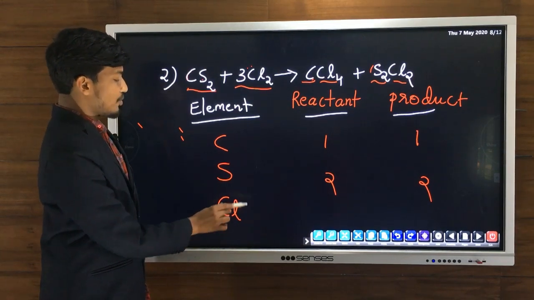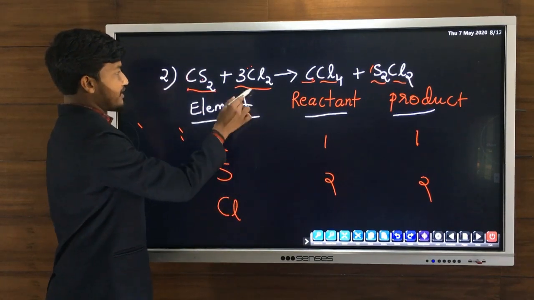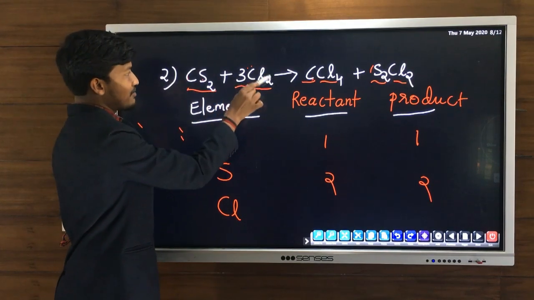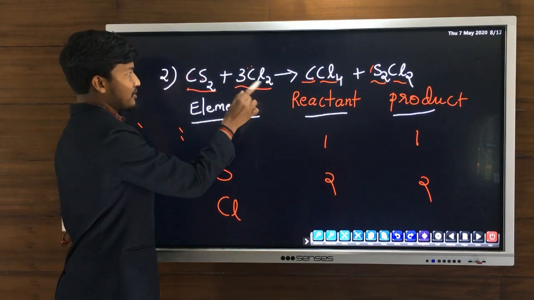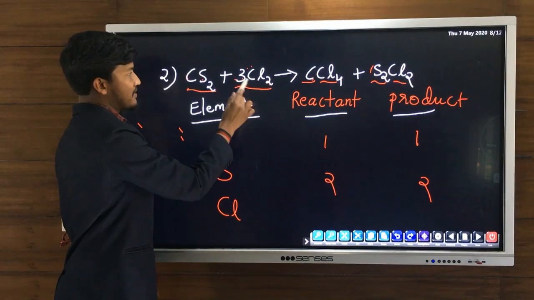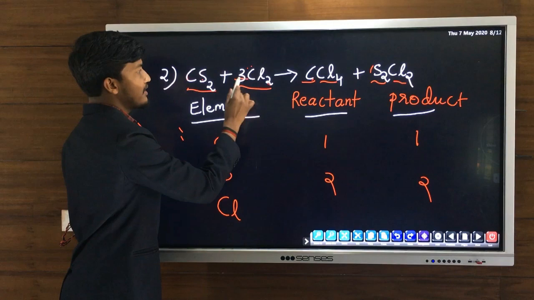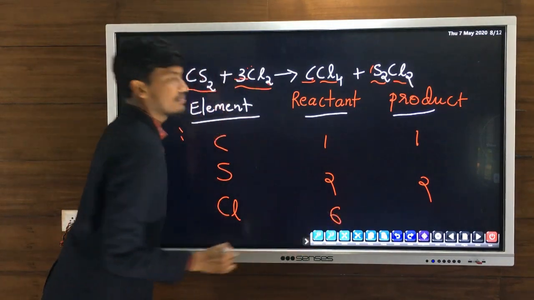Now Cl, chlorine. Number of chlorine atoms on the reactant side. In this case no chlorine atom in the first reactant, so we have to consider only this one. 3 is the coefficient, therefore 3 into 2, 6. 3 2s are 6. So number of chlorine atoms on the reactant side is 6.